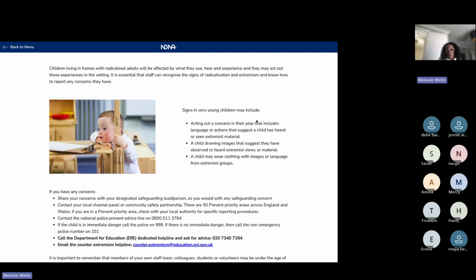You can also contact the Prevent line that is run by the police. And if you think a child is in immediate danger, you call 999. Prevent is the one case where the duty is all on you as the individual to report. If you think that somebody is at risk of being harmed via Prevent, you have a duty to contact the Prevent advice line or the police if they're in immediate danger.